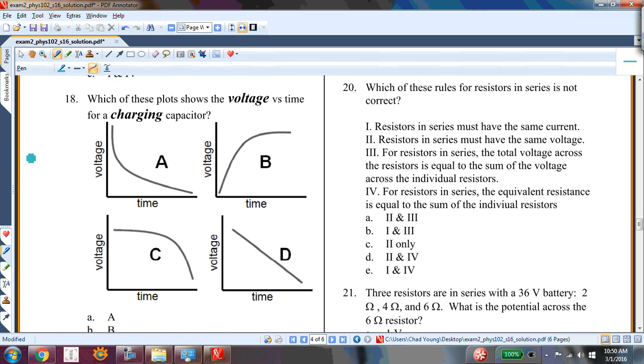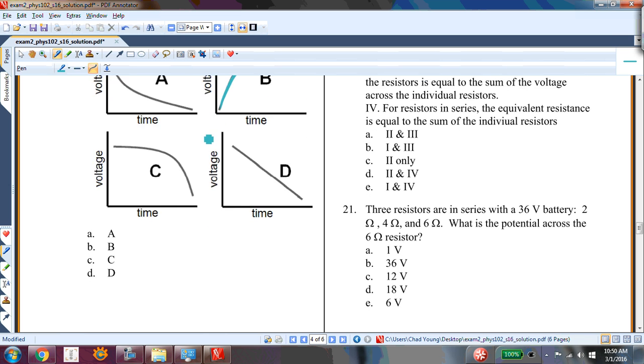Which of these plots show the voltage versus time for a charging capacitor? Well, remember, our voltage is going to start out really small and then it will plateau to a certain level. So the only one here that matches that is going to be B, and it will max out at a value that's equivalent to the voltage of my battery. So B.